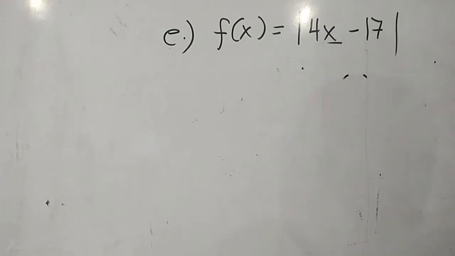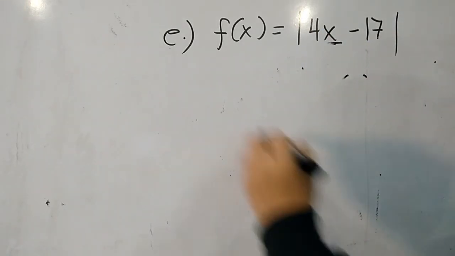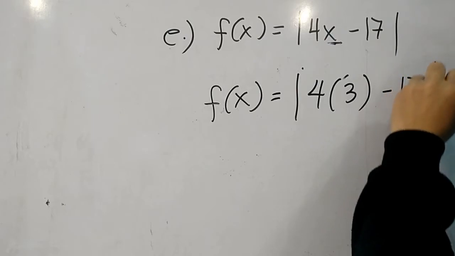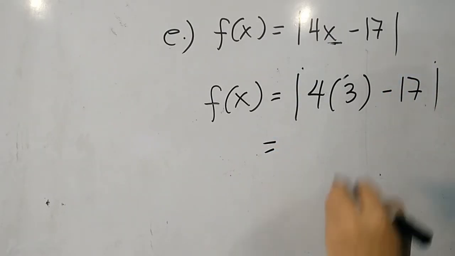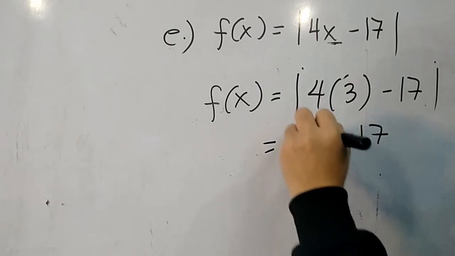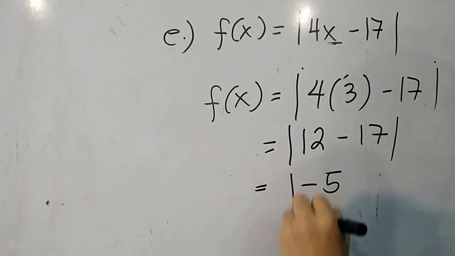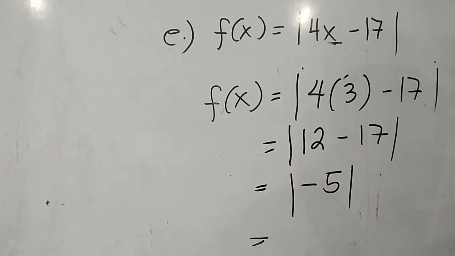For the last function, we have f of x is equal to the absolute value of 4x minus 17. Pag sinabi natin absolute value, pag nag-arrive tayo sa negative answers, automatically magiging positive number siya kasi absolute value yung hinihingi. For the procedure, still the same, we have to substitute 3 sa x. And that gives us f of x is equal to the absolute value of 4 times 3 minus 17. And then solve. 4 times 3 is 12 minus 17, absolute value. 12 minus 17 is equal to negative 5. And since absolute value nga, negative 5, will be automatically changed to positive 5.